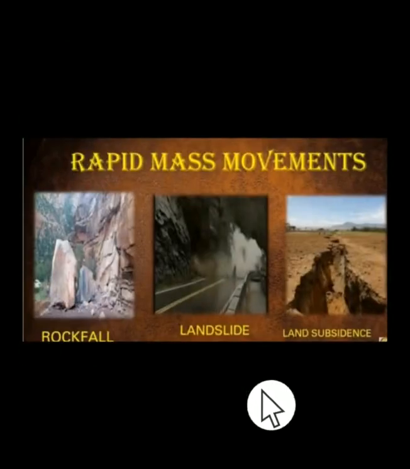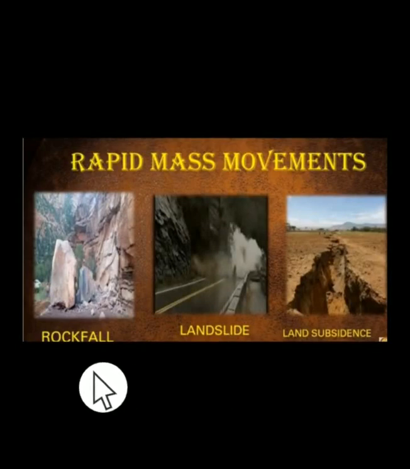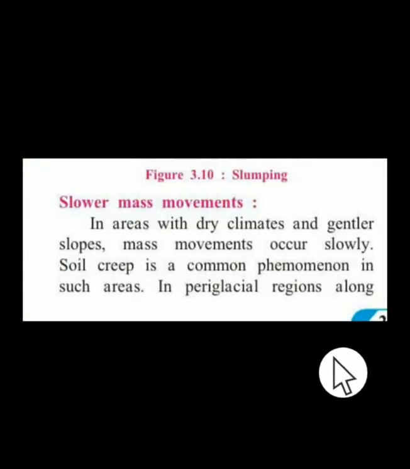Then we have got, see here, rock falls, we have got landslide, we have got land subsidence. We have got all these kinds of movements. The last one is the slow earth movements. Now what are slow earth movements? These occur in areas which are dry and have a gentler slope, that is, not a steep slope.